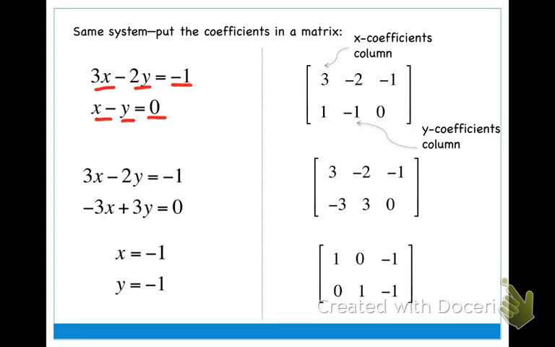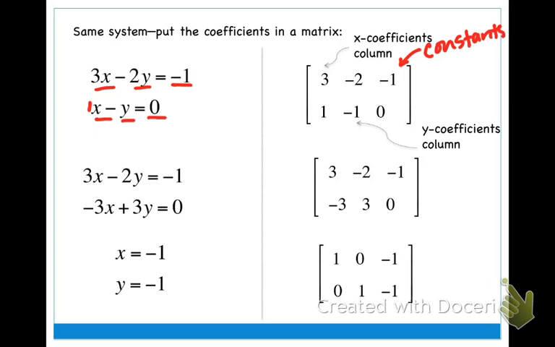So that first column here, that's going to be our x coefficients. That's the 3 and then the 1 in front of our x here. Our second column is going to be the y column. Those are our y coefficients, the negative 2 and the negative 1. And then that last column is going to be our constants column. And this is the column we're eventually going to pull our answers from.